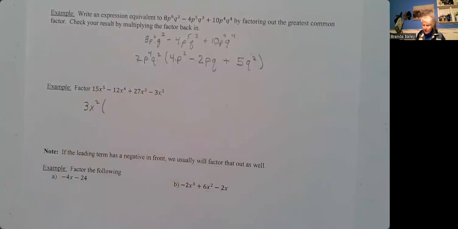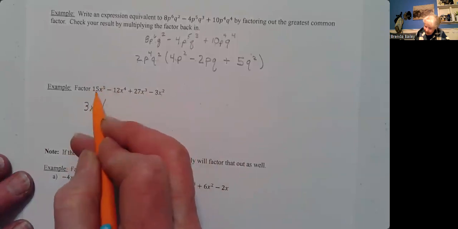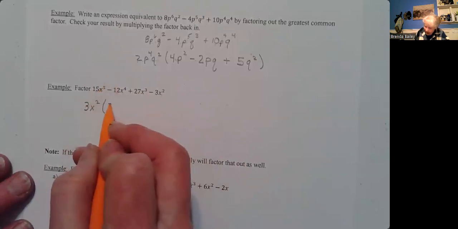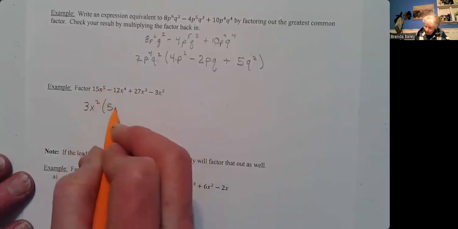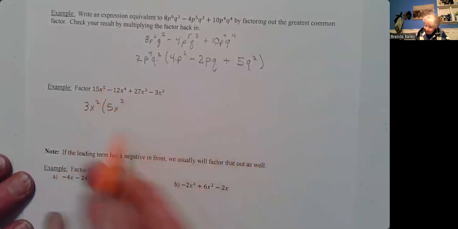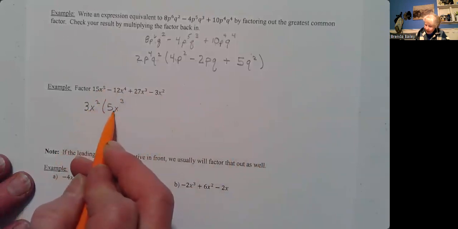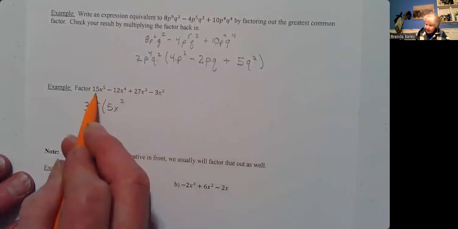All righty. So let's use our division idea. This divided by this gives me a 5. 5 minus 2 is 3. Check it. If I multiply these together, I get 15 x to the 5th.